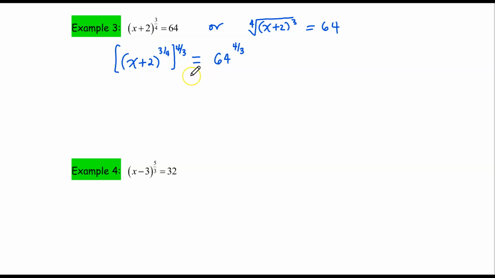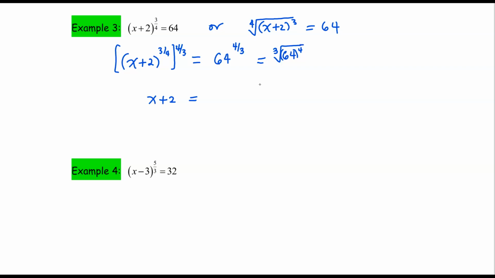So let's go ahead and solve this. This cancels. That's just equal to 1. So the left-hand side is just x plus 2. And then the right-hand side, 64 to the 4/3. Plug this into your calculator as the cube root of 64 to the 4th power.